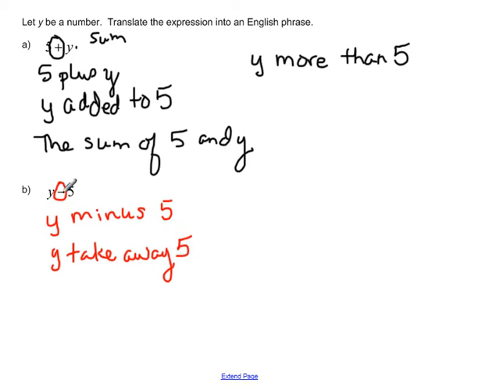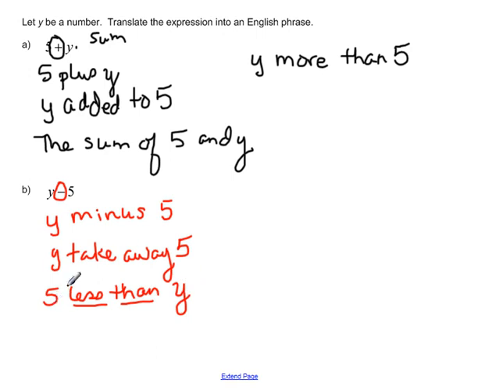We could also say that this is 5 less than y. Because if I take y and then I want 5 less than that, that would mean that I would take 5 away from it. So I could say 5 less than y. Notice when I talk about this less than, the order changes. If I say 5 less than y, that means that I started with the y and then I took 5 away from that.